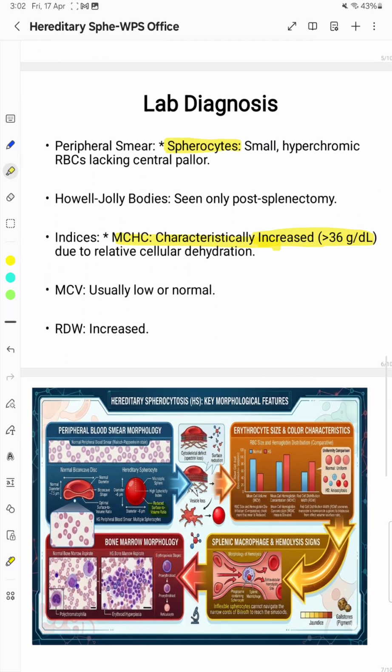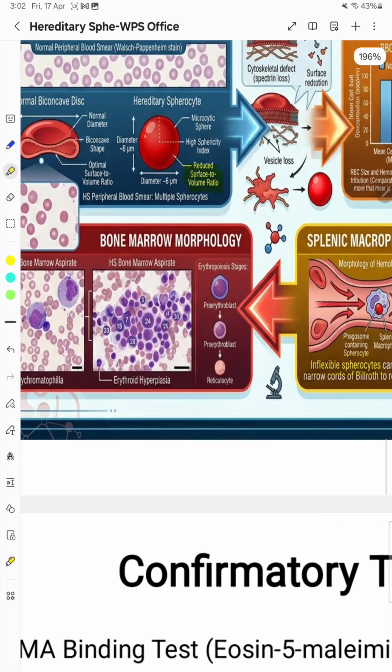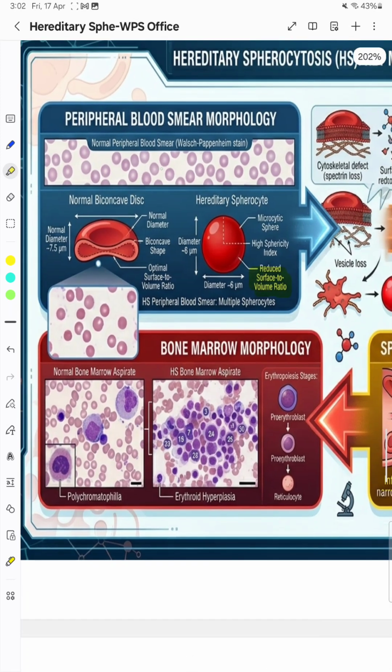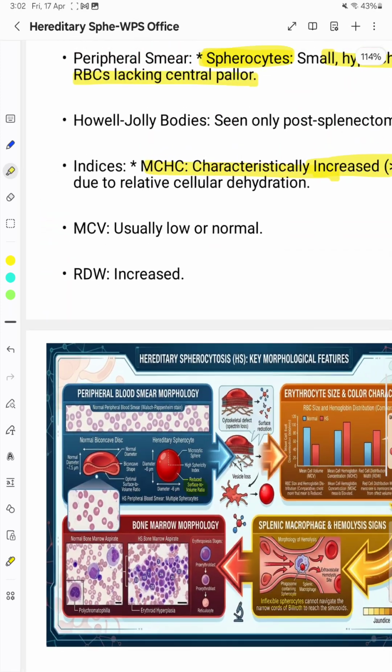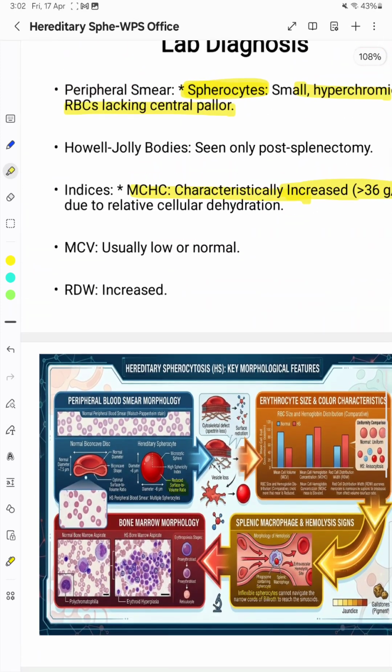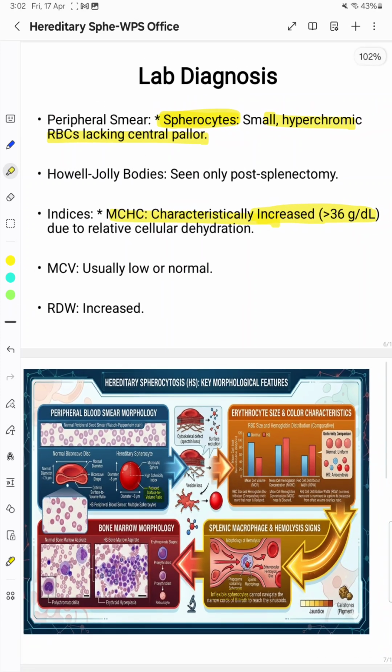To diagnose this condition, on peripheral smear there are spherocytes, small hyperchromic RBCs lacking central pallor. As we can see, these are the spherocytes, with no central pallor, and usually small in size, smaller than a normal RBC.